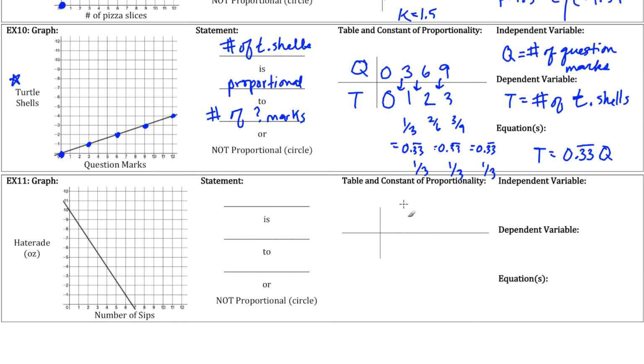All right, next one. 0, 0. Well, first we have to check to see if it's proportional. It's not proportional because it doesn't go through 0, 0. So this is not proportional. We're done. We don't have to keep going. Done with that one. Thank you.